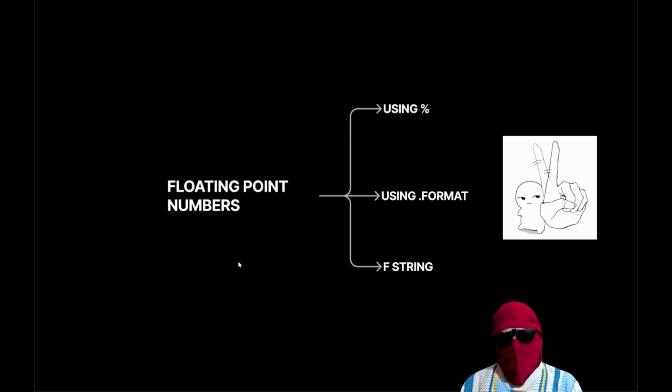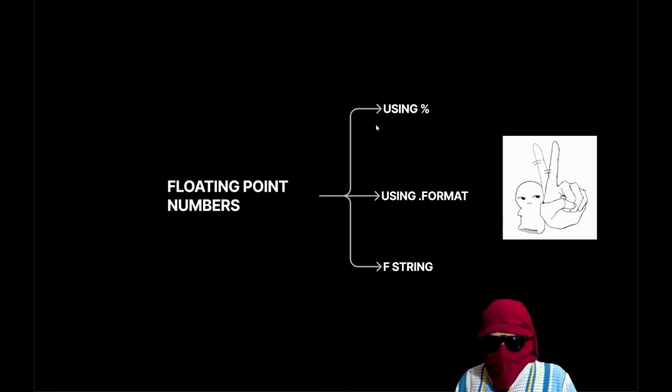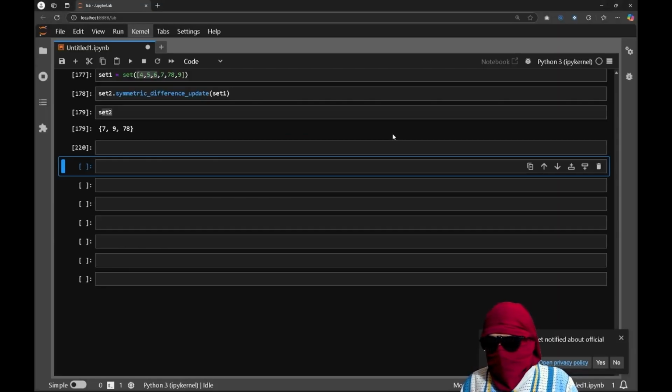And let's go on to floating point numbers. These are decimal numbers, and we will show how we can represent or print floating point numbers in this lesson. You can use 3 ways: using this percentage symbol, using dot format, and string. We have learned these two. We'll also learn it with this and how to use floating point representation for all 3 of them. Right. Starting with the first one, which is percentage.